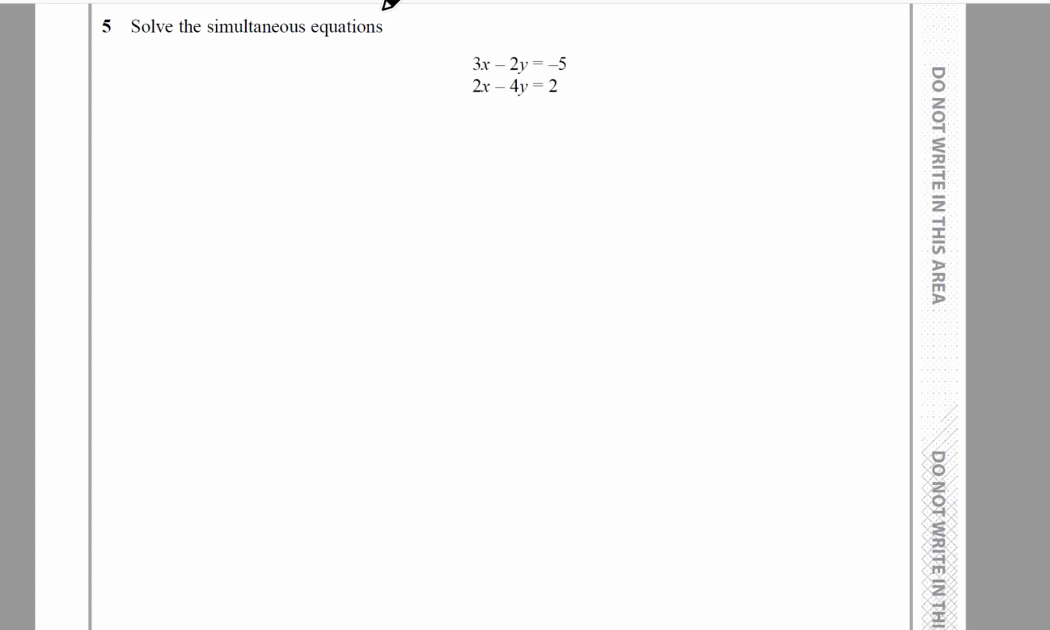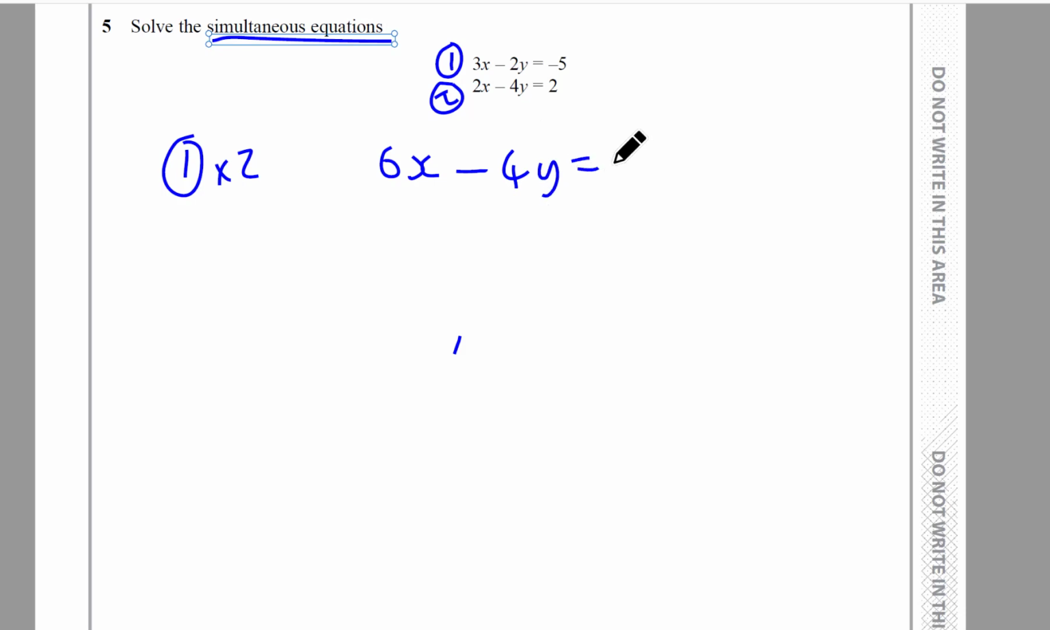So we've got to solve this simultaneous equation. If we call one of these equation 1 and equation 2, we want to have one of the x's or y's the same, so I would multiply 1 times 2 because that would be the easiest to get 6x minus 4y equals minus 10. I'm going to write 2 below. 2x minus 4y equals 2.